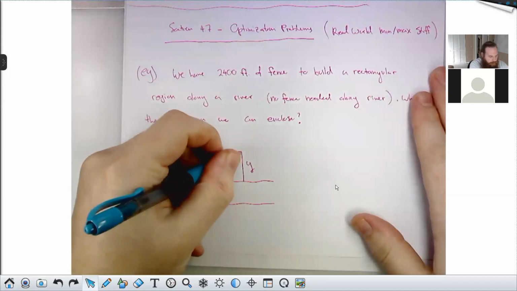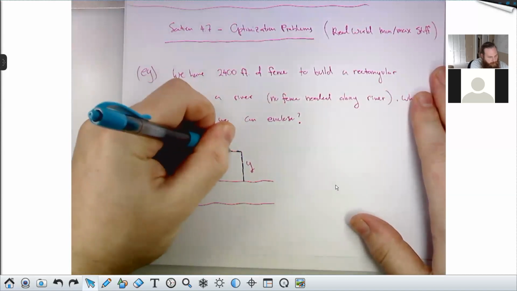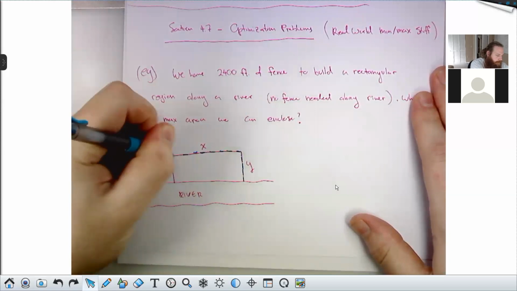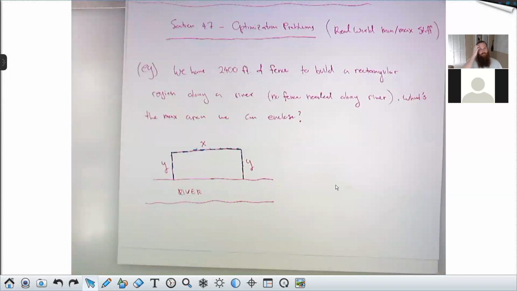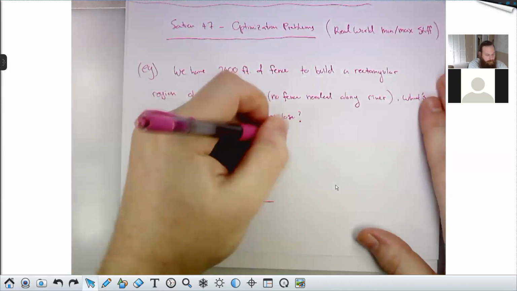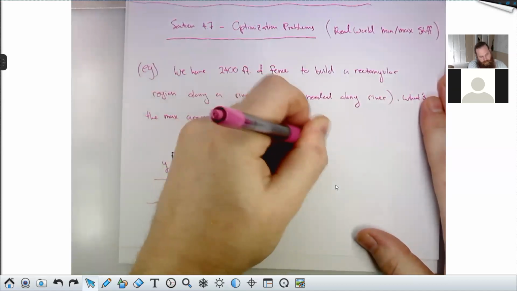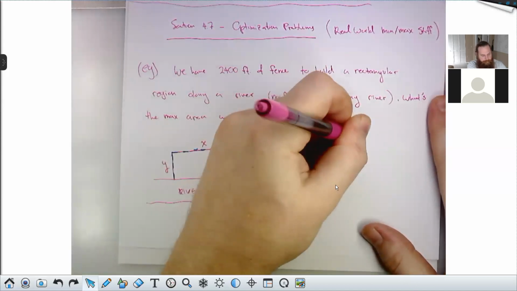So the parts that are actually fenced here, I'll draw in these blue dashes so we have some color contrast. The parts where we're actually using fence are the bits with the blue dashes. The thing I want to maximize is the area.